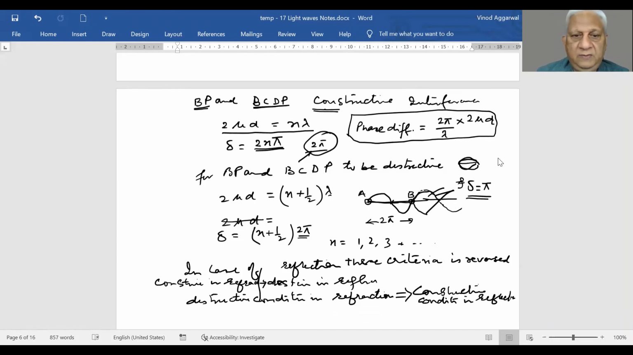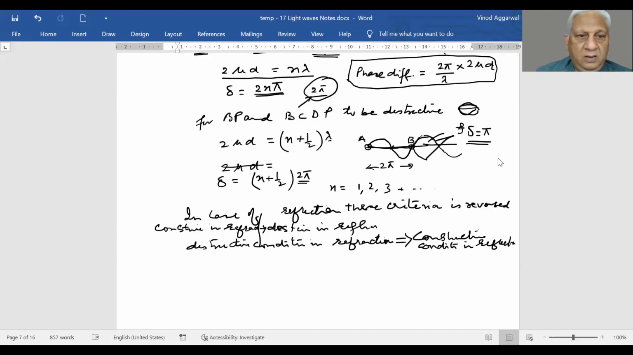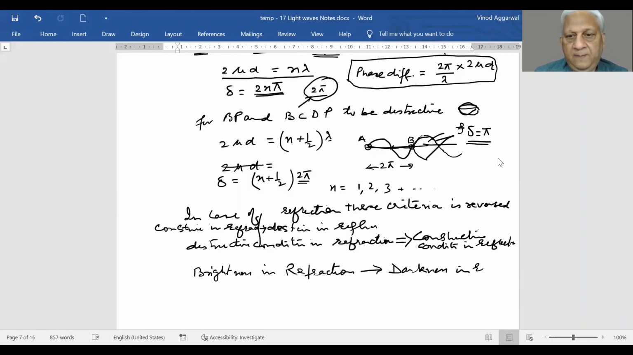So what it means is, if you see brightness in refraction, you will get darkness in reflected light, and conversely.